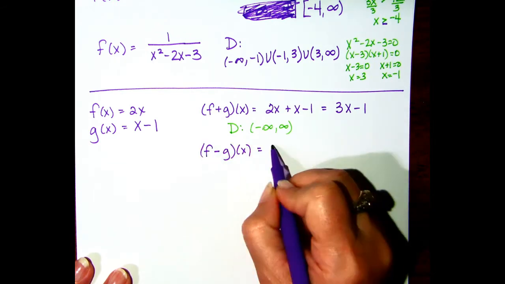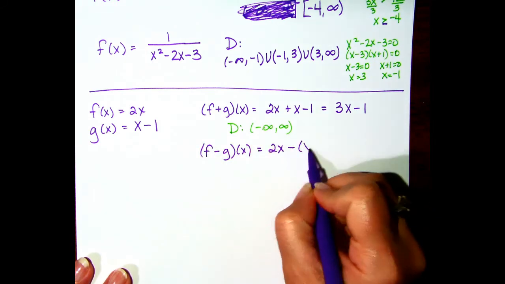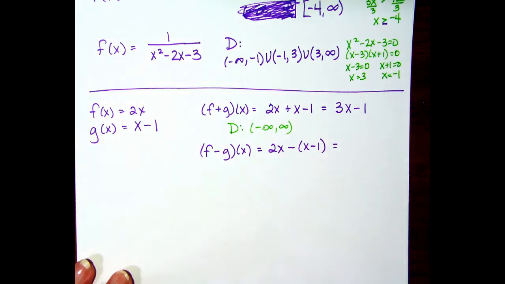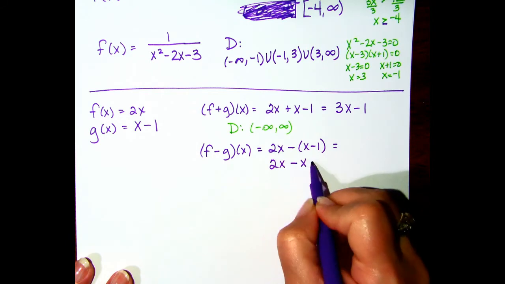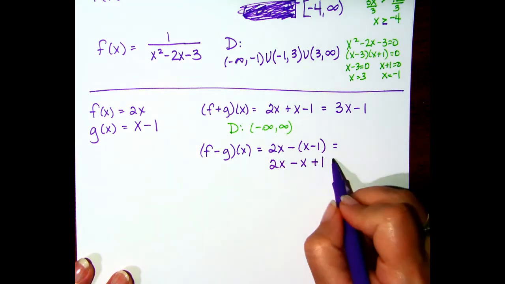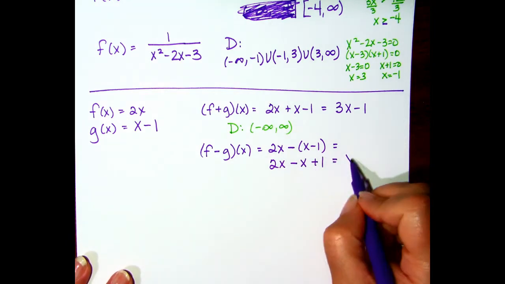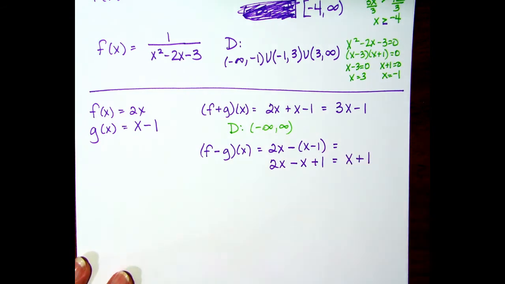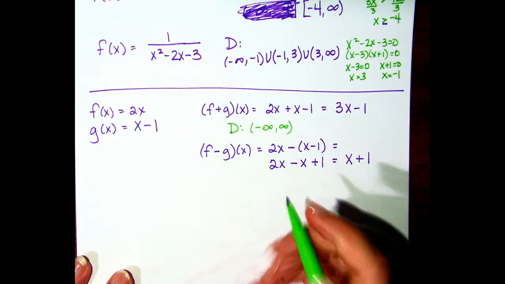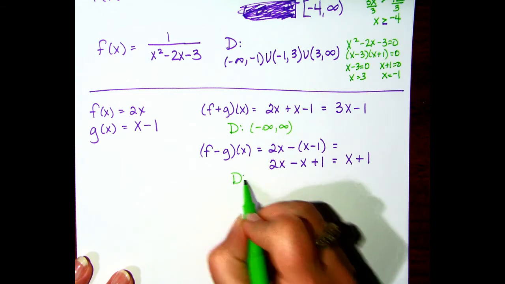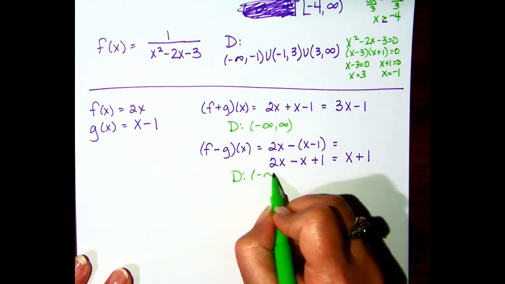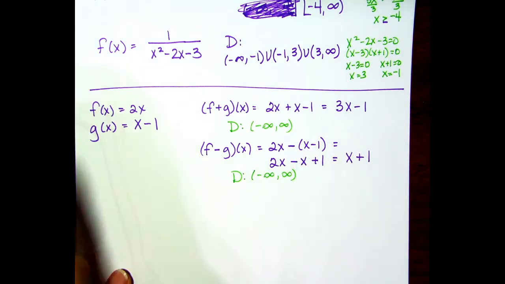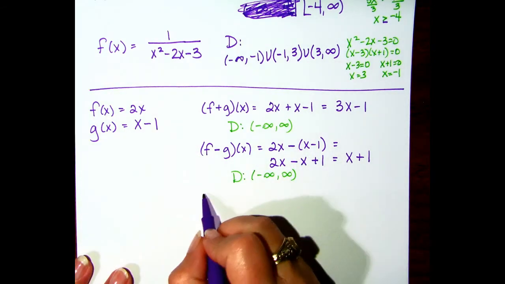Minus. So 2x minus x minus 1. Doesn't that become 2x minus x plus 1? Which is what? X plus 1. What shape is that? A line. So what is the domain? Oh my goodness, y'all are so amazing. Guess what's next?